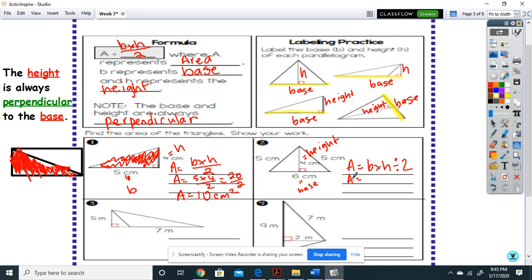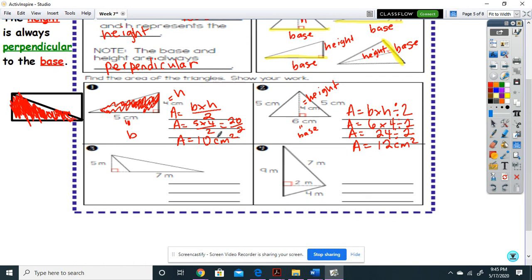So area equals base is 6, height is 4, divided by 2. We multiply before we divide. 6 times 4 is 24, divided by 2. Area equals 24 divided by 2, which is 12 centimeters squared. So the area for this triangle, the inside, is 12 centimeters squared. Okay?